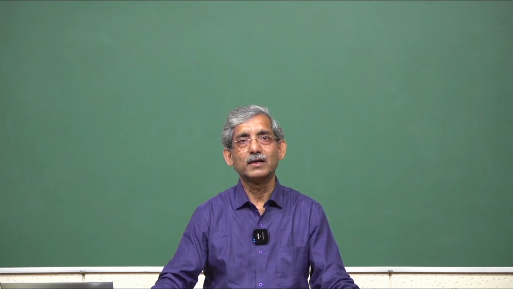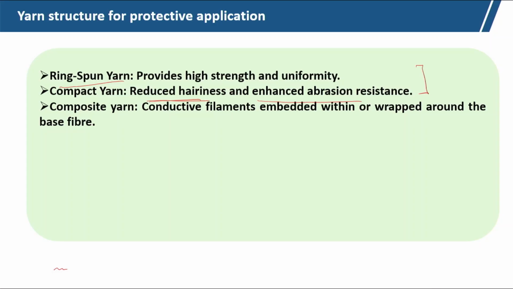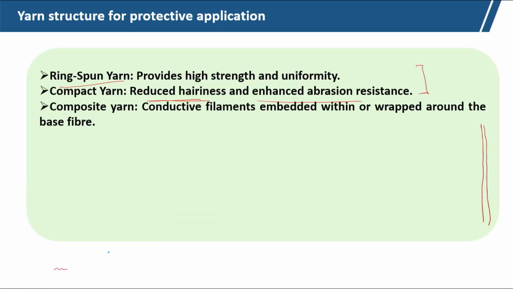Or we can create the wrapped filament. Suppose here it is a core filament, and at the sheath, staple yarn or filament yarn can be wrapped. So, this will form a composite yarn.